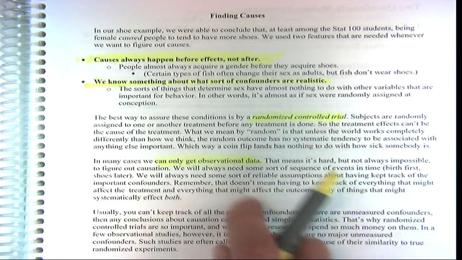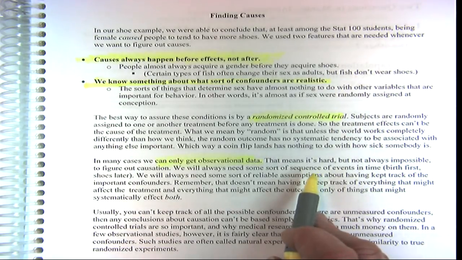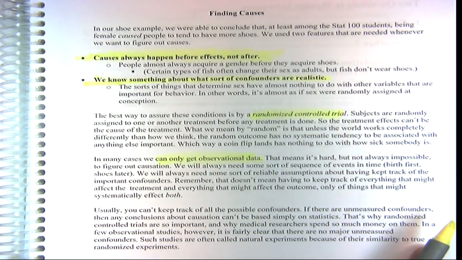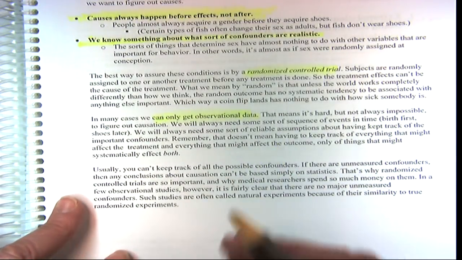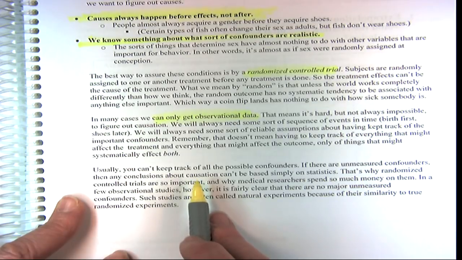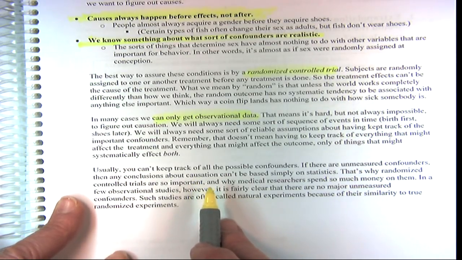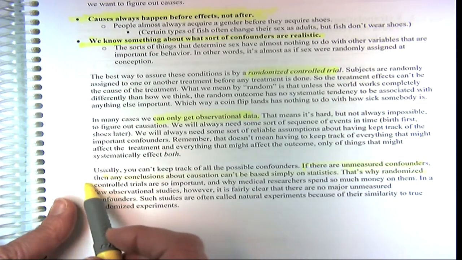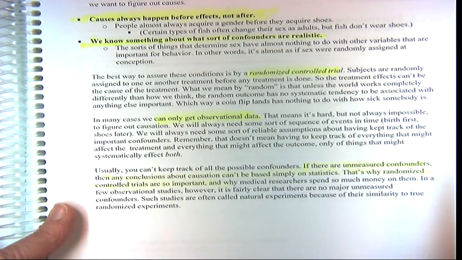So in statistics, you try to figure out what could be a possible confounder, but there are always going to be these unmeasured confounders that make it very difficult to conclude causation, and that's why randomized controlled trials are so important.